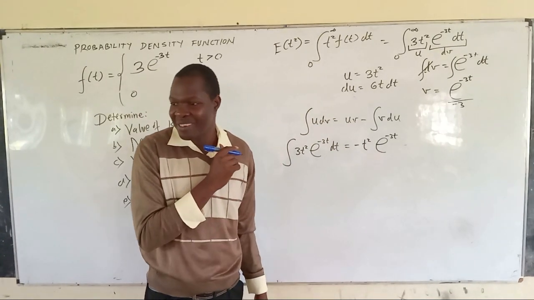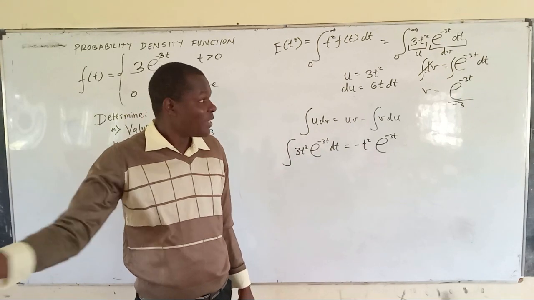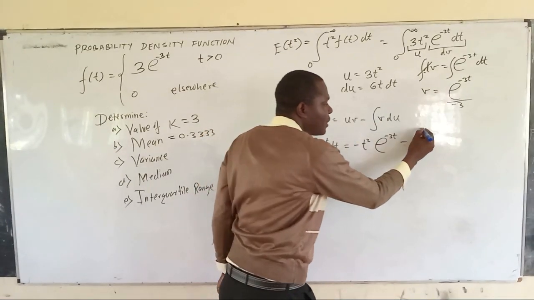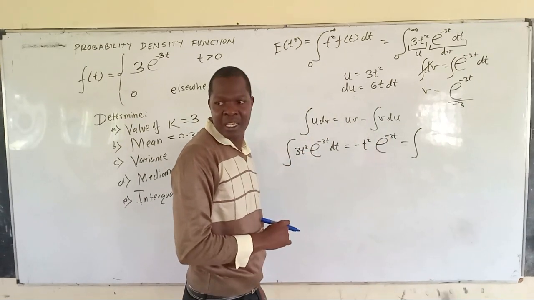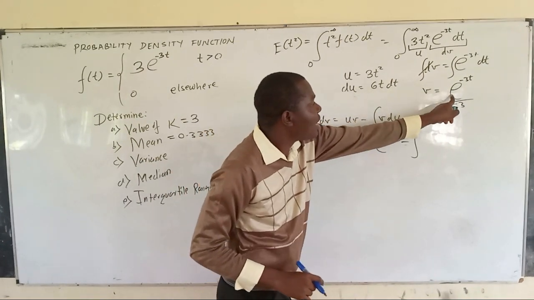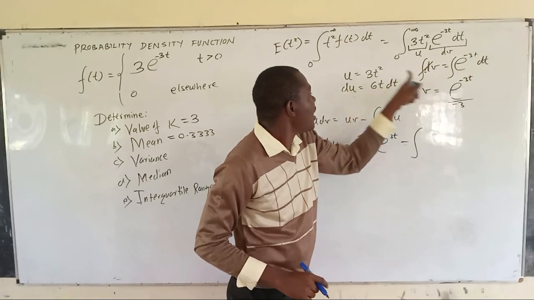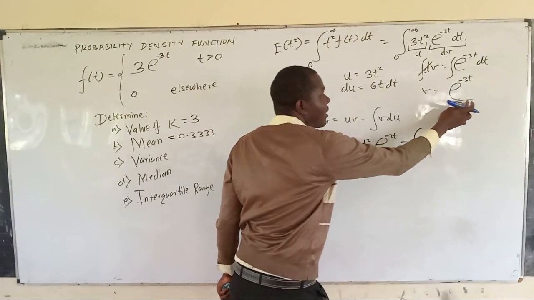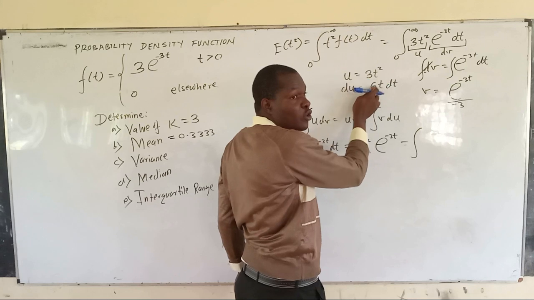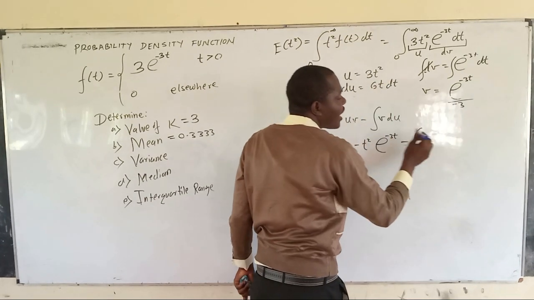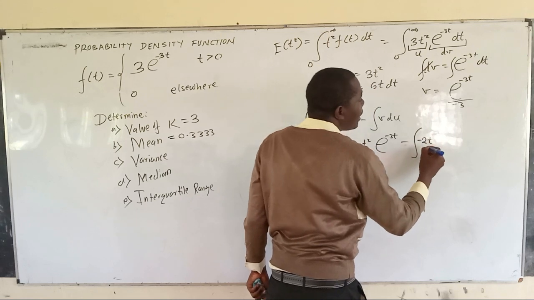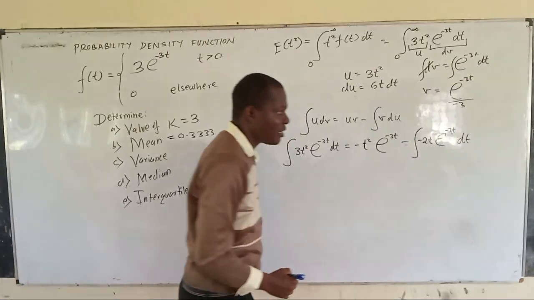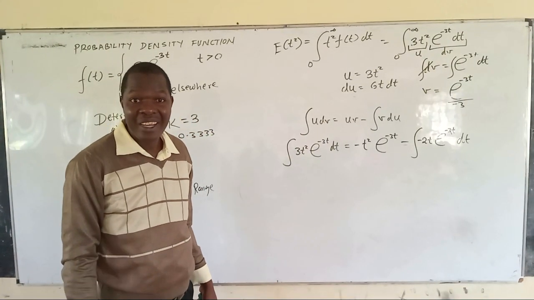Are we together, ladies and gentlemen? Yes, this lady is with us. So it is minus the integral of v du. So what is v times du? v is this, then du is this, so 6t dt times this. The 3 goes here, you remain with the 2t, then times negative is negative 2t exponential negative 3t dt.